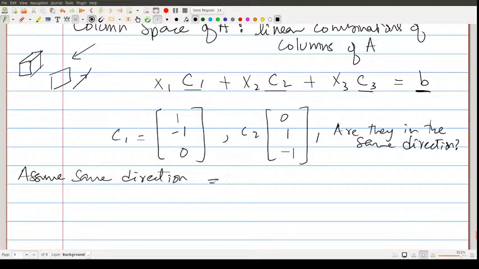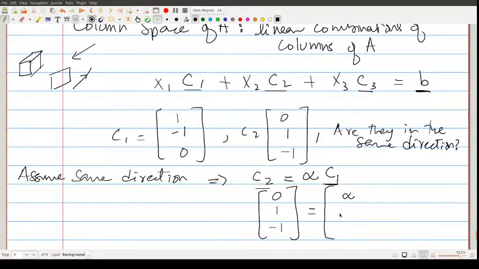If they were in the same direction, then C2 would be some alpha times C1, right? I'm trying to find out if that's on the same line or not. If they were in the same direction, then C2 equals alpha times C1, in which case (1, minus 1, 0) would be equal to alpha times (0, 1, minus 1). So alpha times C1 is simply (alpha, minus alpha, 0).